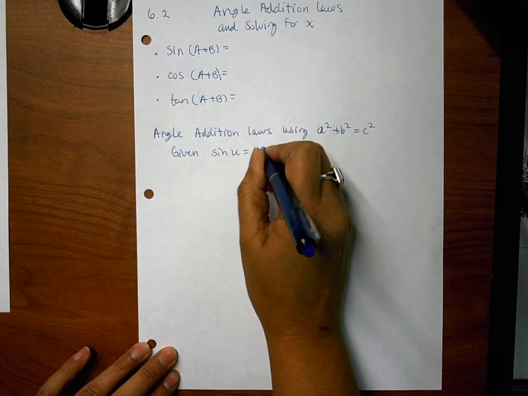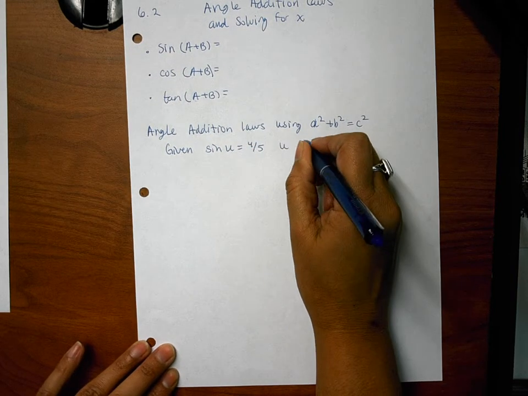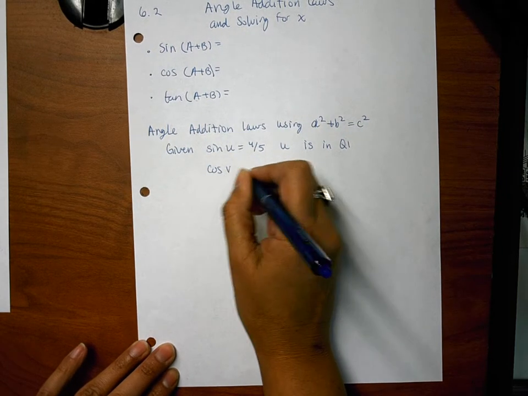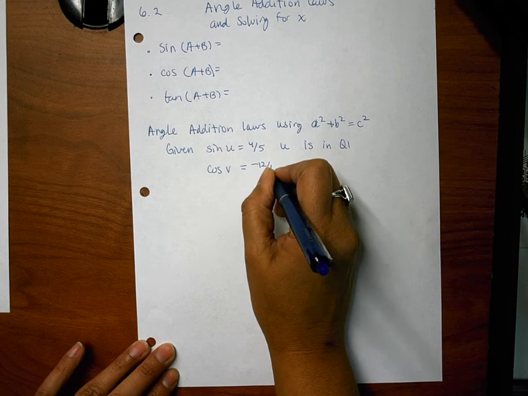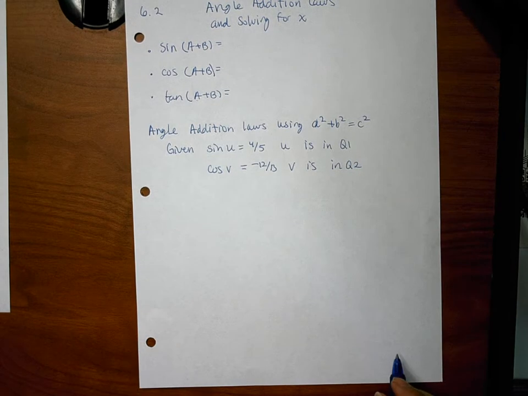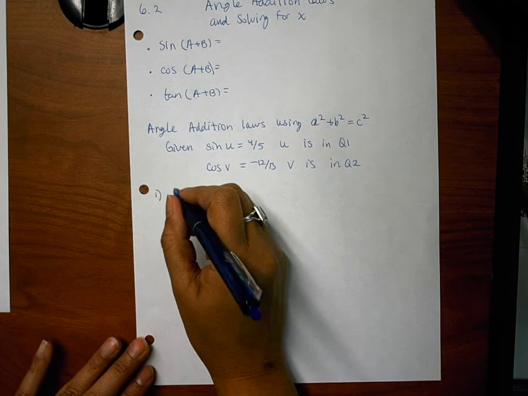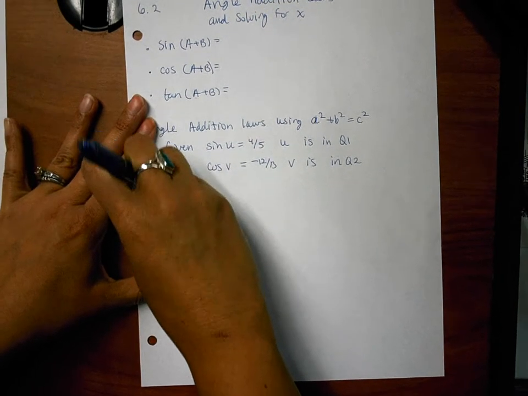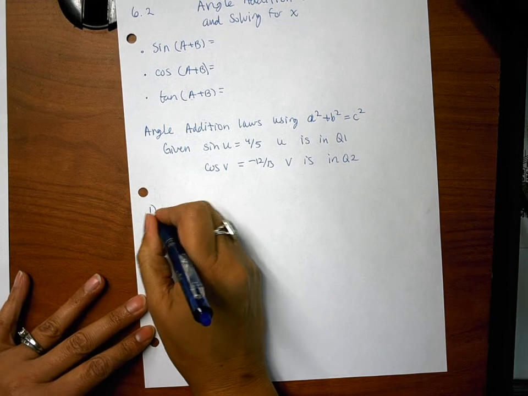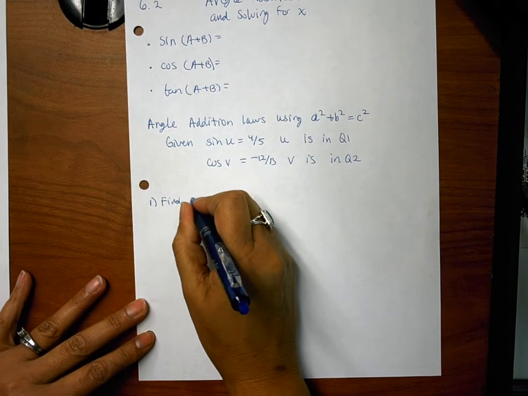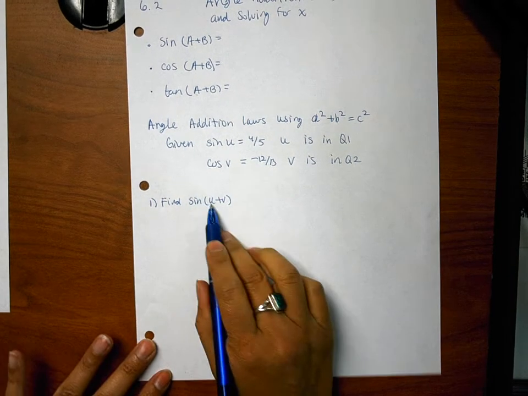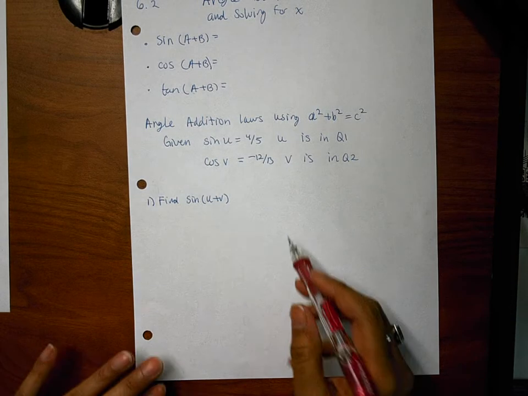And you're going to be given information. Sine of u equals 4/5, where u is in quadrant 1. Cosine of angle v, it's a different angle, is -12/13, and v is in quadrant 2. Number 1, find sine of u plus v. I'm going to leave some space because I do want to draw a picture. Find sine of u plus v, angle u plus angle v.